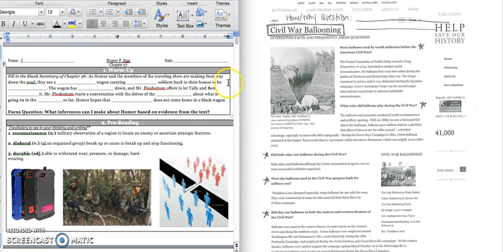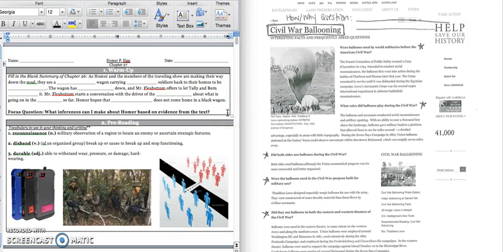As Homer and the members of the traveling show are making their way down the road, they see a black wagon carrying dead soldiers back to their homes to be buried. The wagon has broken down, and Mr. Fleabottom offers to let Tally and Bern repair it. Mr. Fleabottom starts a conversation with the driver of the wagon about what is going on in the war so far. Homer hopes that Harold does not come home in a black wagon.